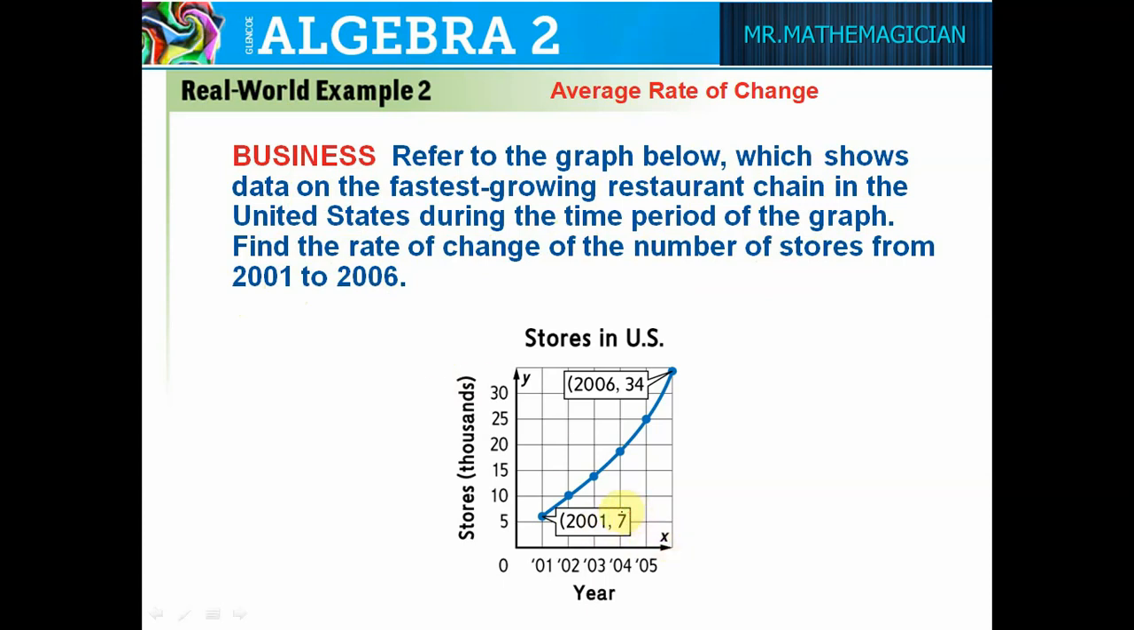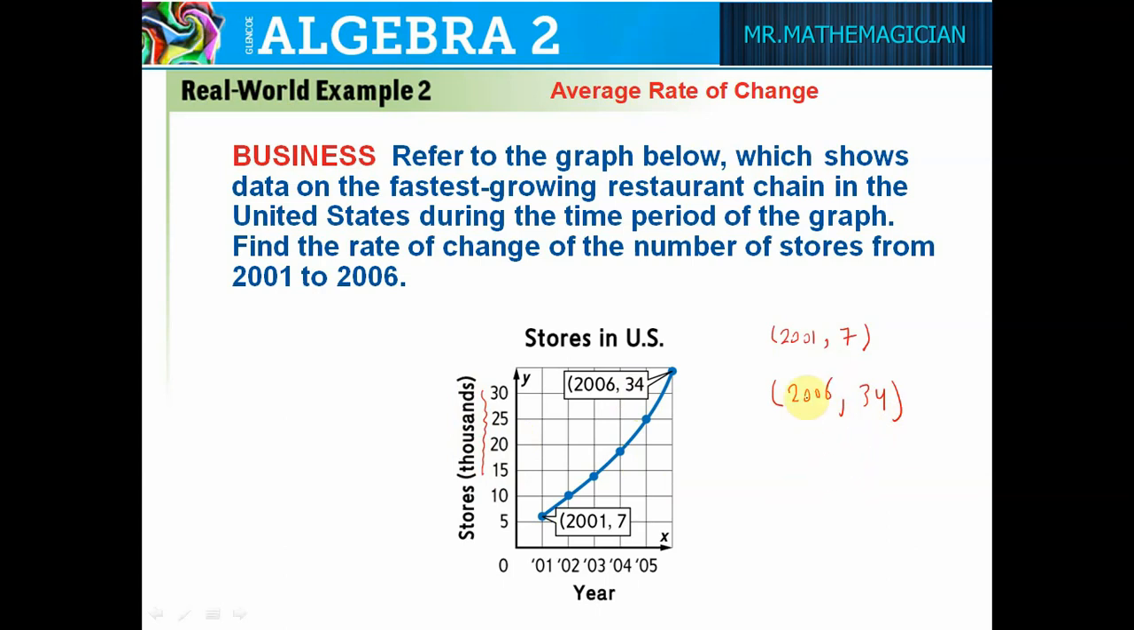So it's clear that this point in 2001, it was 7,000 stores, but since the stores are mentioned in thousands already, we just write 7, but we know that it is 7,000. And in 2006, from the graph, from this point, 2006, 34,000 restaurants, but we just write 34 because it's mentioned here in thousands.